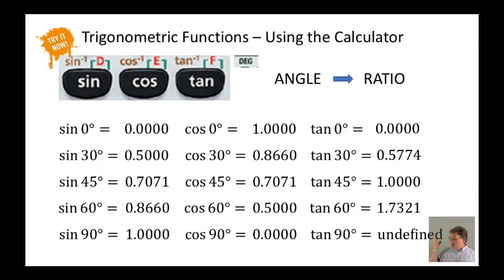It goes 0, 0.5, 0.7071, 0.8660 to 1. Notice what cosine does. It does the absolute reverse of that. It does 1, 0.8660, 0.7071, 0.5, and 0.